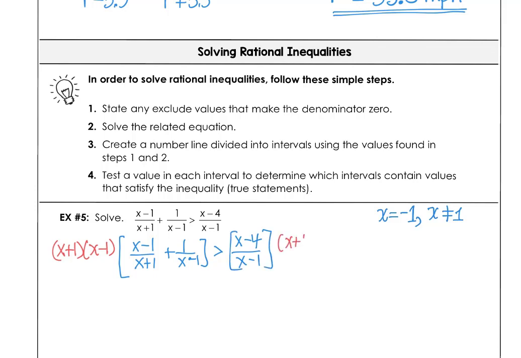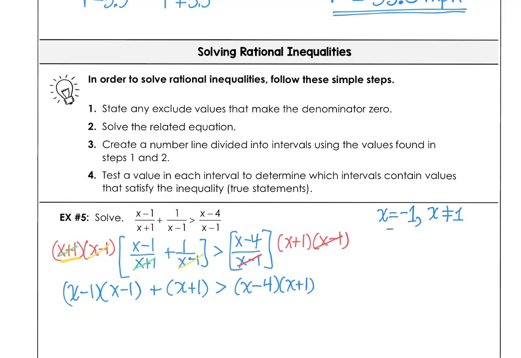x plus 1 times x minus 1, and we see the x minus 1s are going to cancel. On the left side, the x plus 1s will cancel on our first approach, so that's x minus 1 quantity squared on the left. And then for the next one, the x minus 1 cancels, which is going to leave the +1 term, so we have +1 times x plus 1, and that's going to be greater than x minus 4 times x plus 1. So we did the first thing, stated the restrictions.